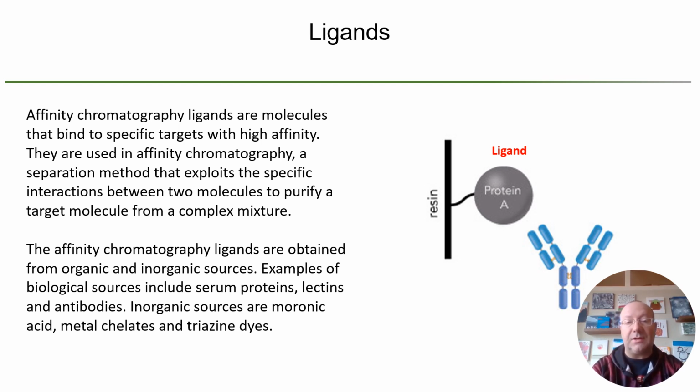So several of the types of affinity ligands are serum proteins like protein A, lectins, and antibodies. Inorganic sources are boronic acid, metal chelates, and triazine dyes. And we're not going to go into what they're used for in this lecture because we're mainly focusing on protein purification here.